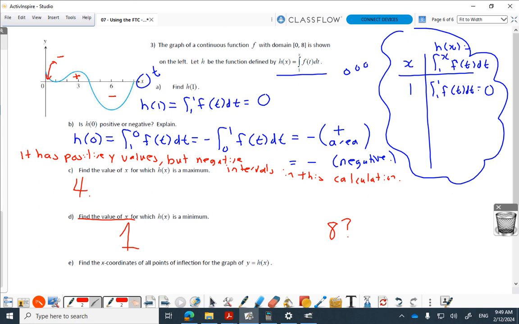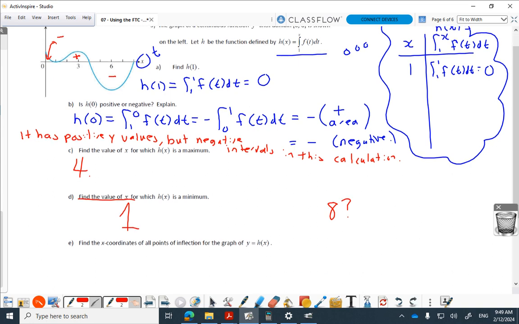Okay, watch this. Find the x-coordinates of all points of inflection for the graph y equals h of x. You might look at this and go, there, I can see where the points of inflection are. No, you can't. This isn't a graph of h. This is a graph of f.